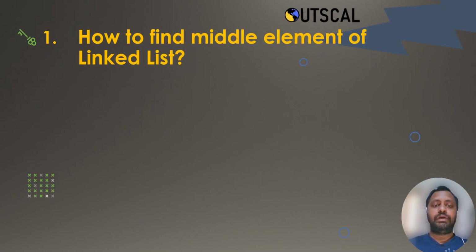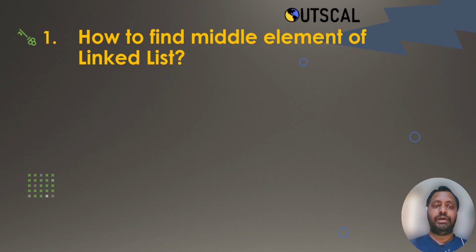How to find the middle element of the linked list? To find the middle element of the linked list, we can use the two pointer method, where one pointer increases by one and the other pointer, pointer 2, increases by two. Keep iterating until pointer 2 reaches the end.